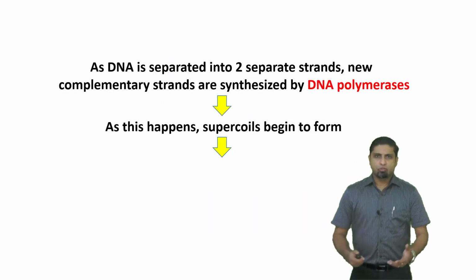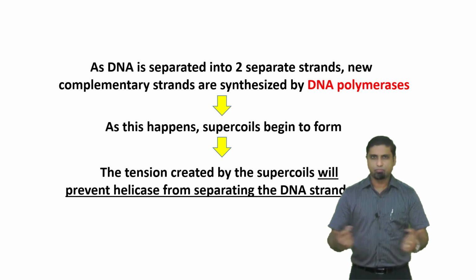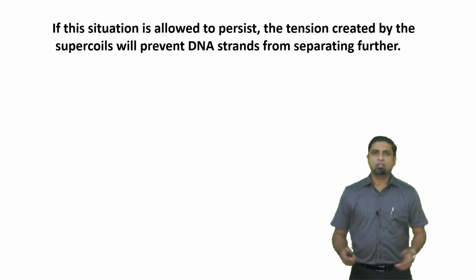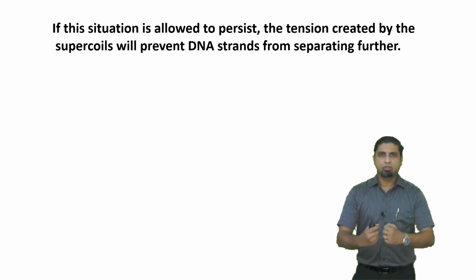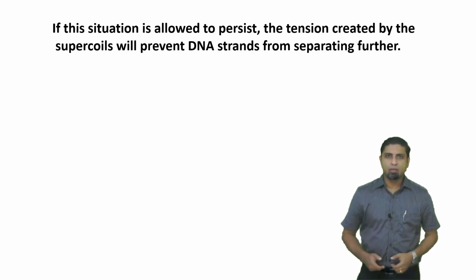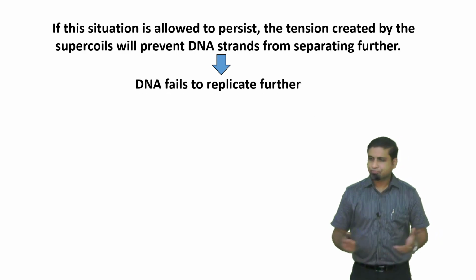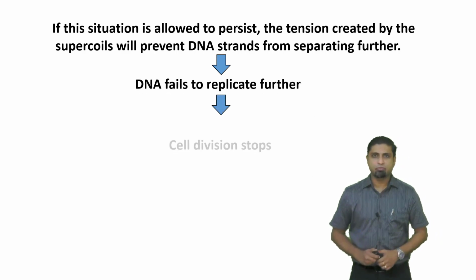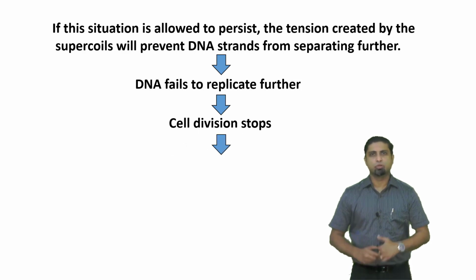So, as supercoils begin to form, a tension is created which tends to resist the effect of helicase as it tries to unzip or separate the DNA. If this situation is allowed to persist, then the tension created by the supercoils becomes too great for helicase to overcome, and DNA separation fails to occur. DNA fails to replicate further, and cell division stops, and at one point the cell is going to die.